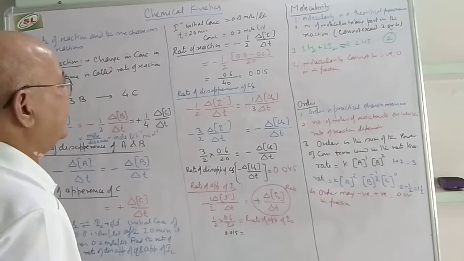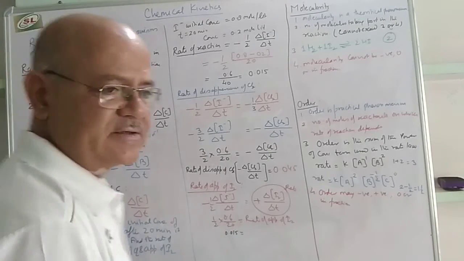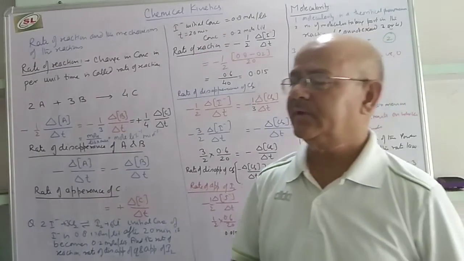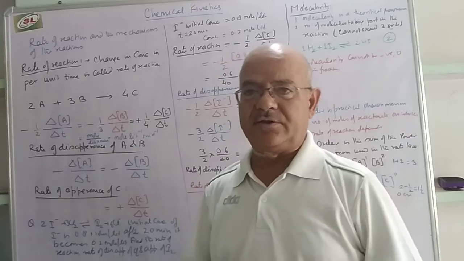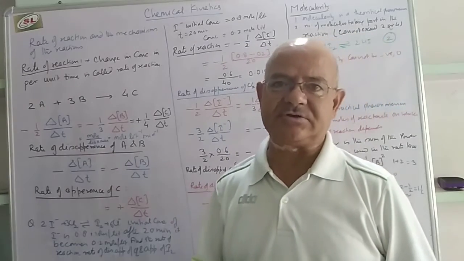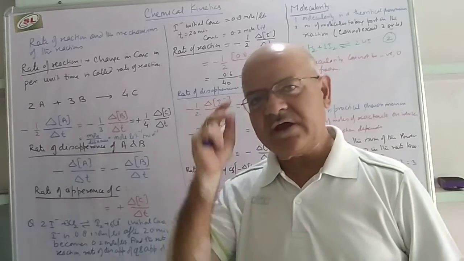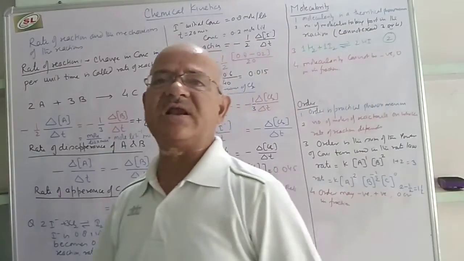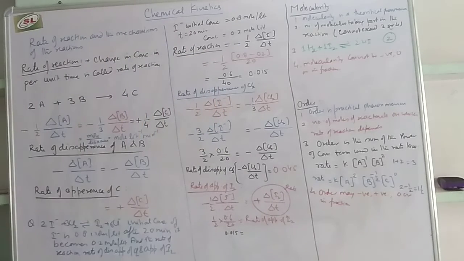Today we will start with chemical kinetics. The chemical kinetics chapter is related to the rate of reaction and the mechanism of the reaction: how we can find the rate of reaction, what factors will affect that rate of reaction, and how we can get the mechanism of the reaction.